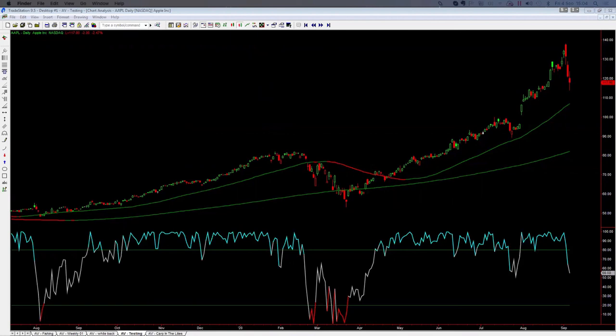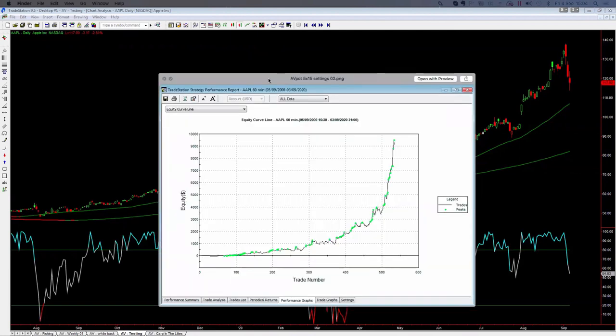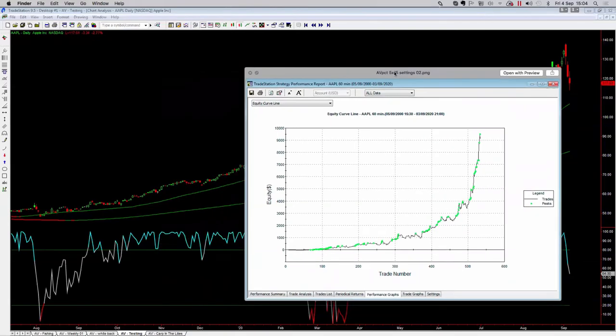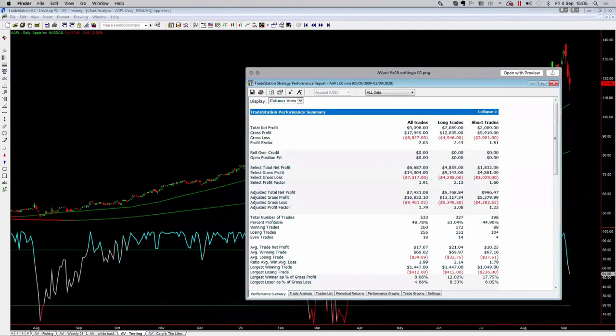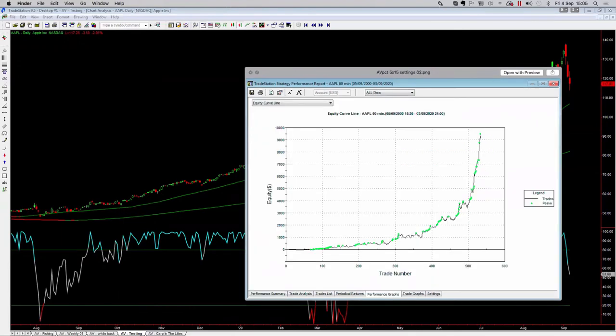Sorry, I'm just getting my image up. Trading Apple on a 60-minute chart. So the same strategy we just went through on the 60-minute charts over the last 20 years. This is 20 years of data, and it's going to give you an equity curve like this. So I promised you that it wasn't just a theory. This is the reality. This is how we trade. This is the strategy.